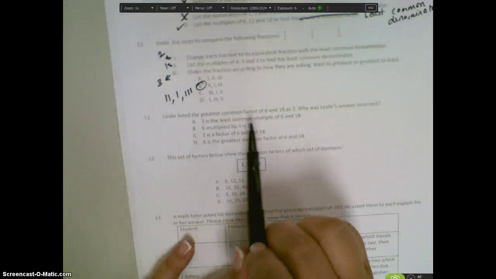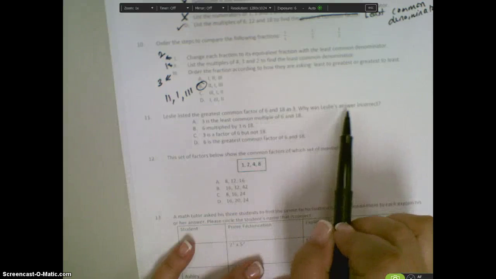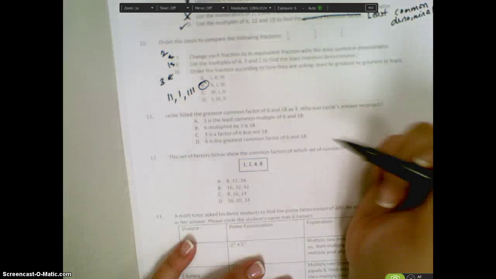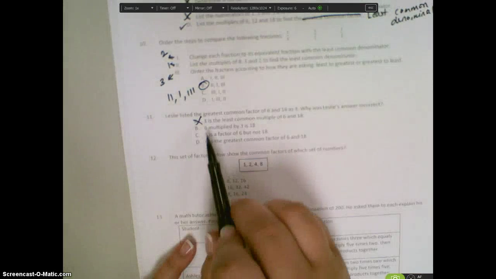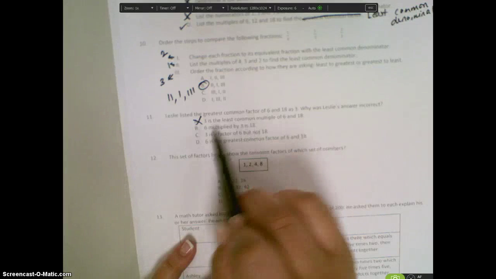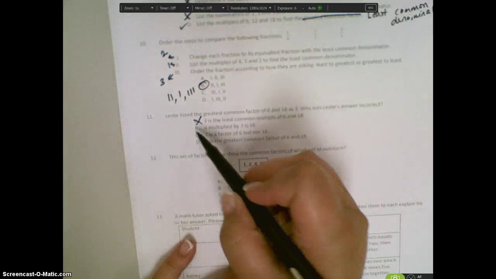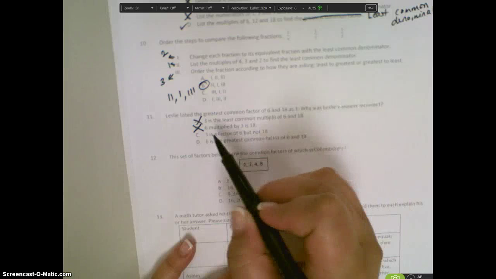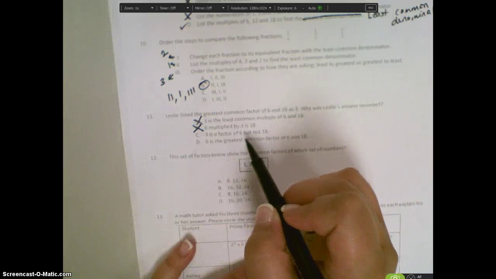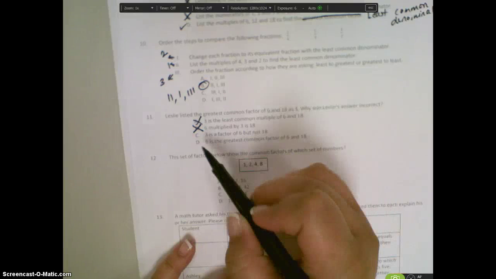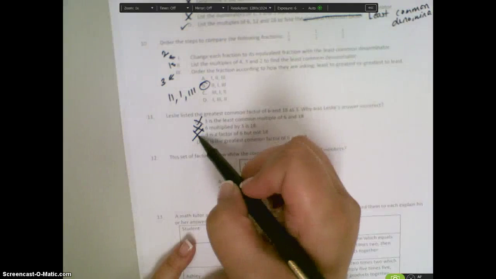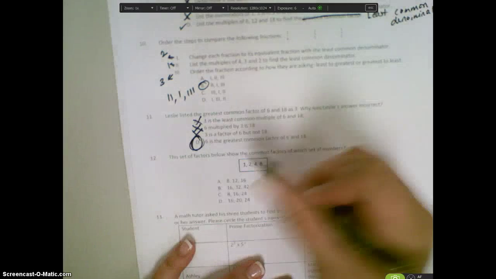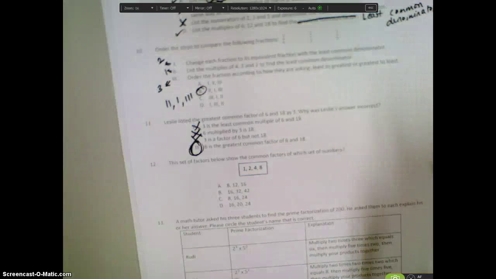Leslie listed the greatest common factors of 6 and 18 as 3. Why was her answer incorrect? "3 is the least common multiple of 6 and 18." It's not. The least common multiple would be 18. That's not correct. "6 multiplied by 3 is 18." This is true, but it really doesn't have to do with what we're talking about. "3 is a factor of 6, but not 18." Well, 3 times 6 is 18. Oh, no. So, therefore, 3 is a factor of both. So, that's not correct. "6 is the greatest common factor of 6 and 18." This is the correct answer. 6 is the greatest common factor for 6 and 18.